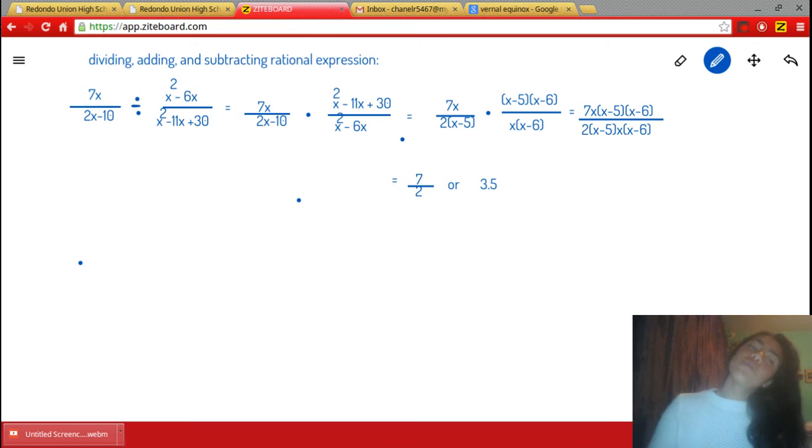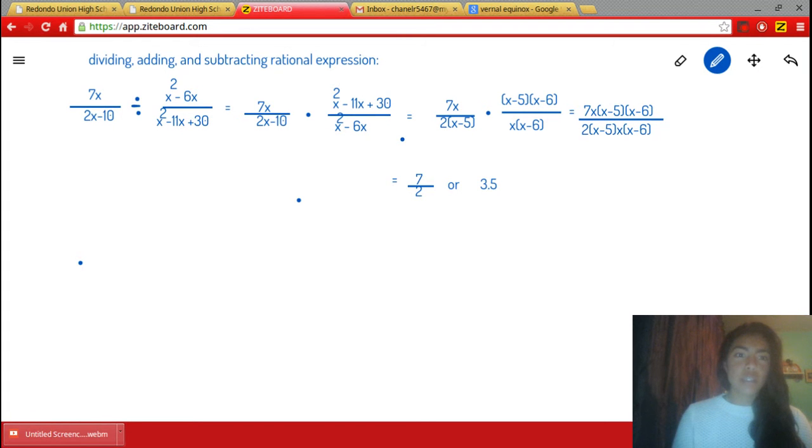Alrighty, to continue, we're going to focus now on dividing. Dividing rational expressions is the same thing as multiplying. It's the same thing, really. So basically, I've written down an example, and it's dividing.